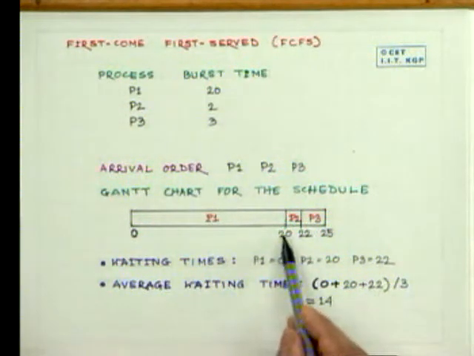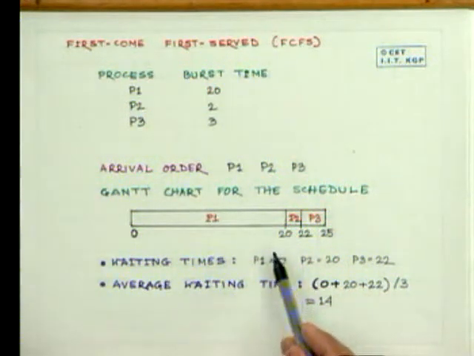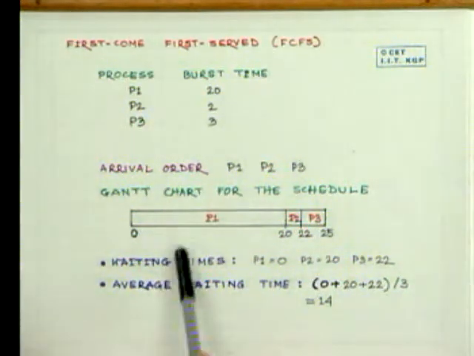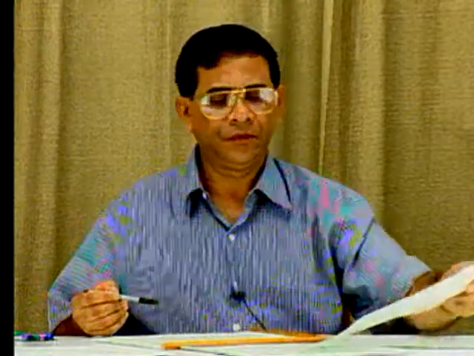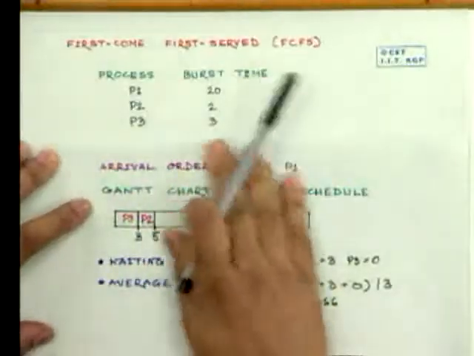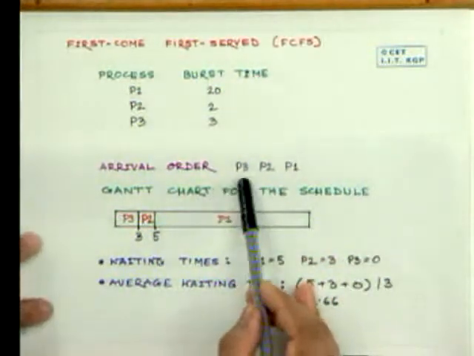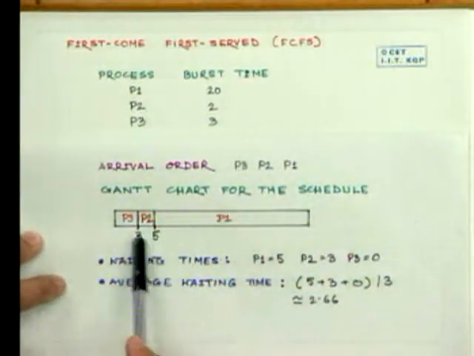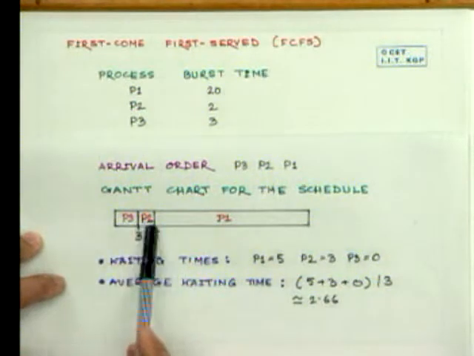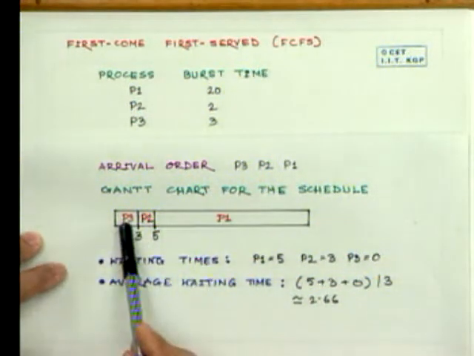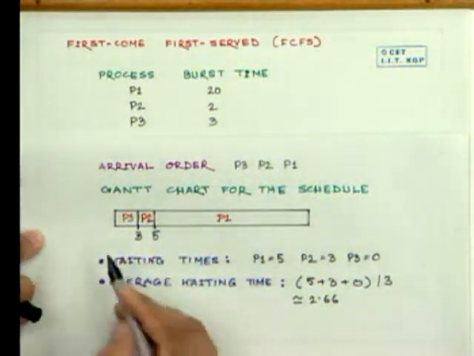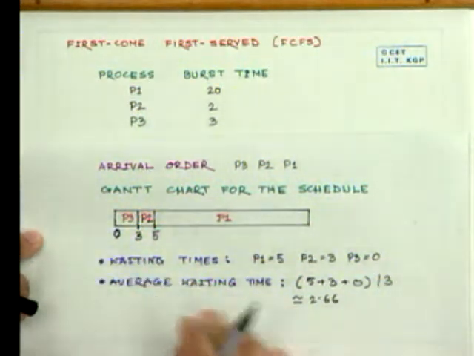Now you can feel very easily that if we use the first come first served scheduling algorithm, the arrival time turns out to be quite important. And as has been shown here, if the arrival order of these three jobs is say P3, P2, P1, in that case the Gantt chart turns out to be P3, P2, P1. First P3 is served, then P2 is served, then P1 is served. Once more, say this is the 0th instant of time.